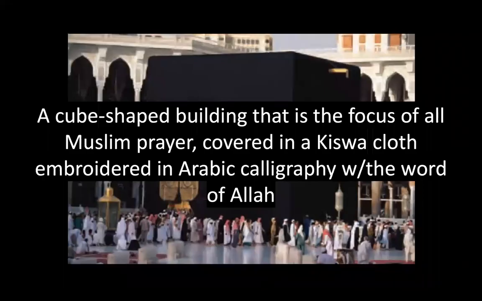Okay, overall summary of the Kaaba. So you don't need to write this if you already have it. A cube-shaped building that is the focus of all Muslim prayer, covered in a kiswa cloth, embroidered in Arabic calligraphy with the word of Allah, the word of God. All right, let's look at some College Board questions.